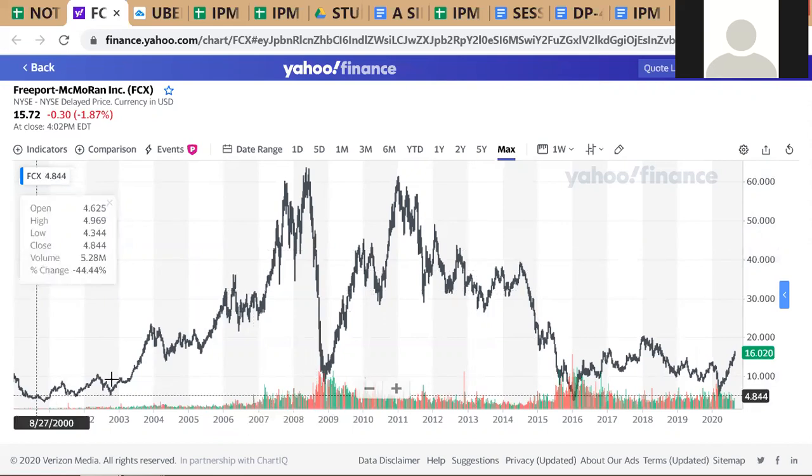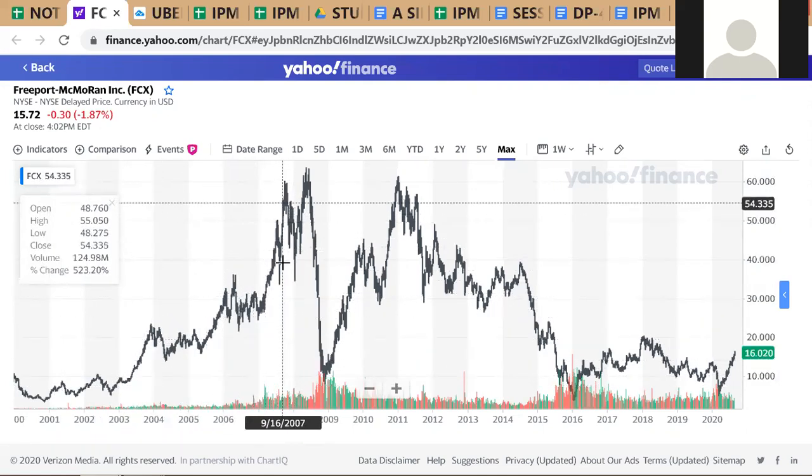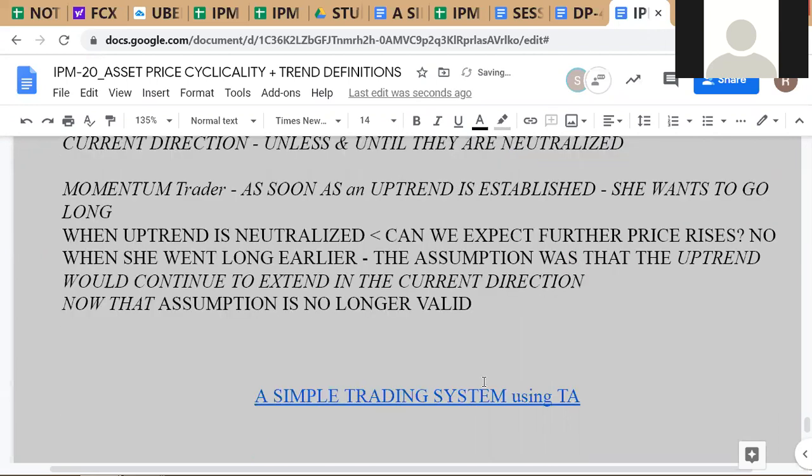The assumption you're making all the time, which is being validated at all these points, is that the trend will continue higher. But once the uptrend is neutralized, the assumption that it would continue to extend in the same direction is no longer valid. It's common sense: if I do something based on a certain assumption, and I get information that the assumption is no longer true, should I continue to do what I did? It doesn't make sense. So I should no longer do what I was doing, or if I can reverse that action, I should reverse it.